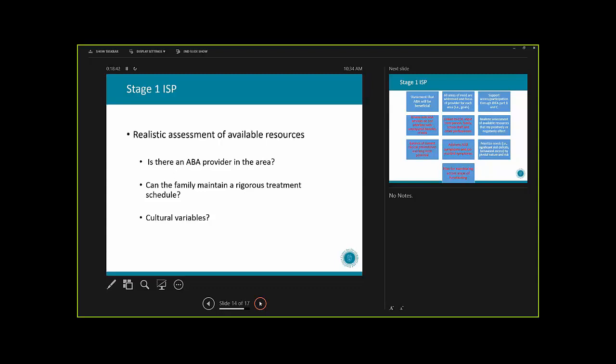Other pieces are like cultural variables. How are we being aware of those variables and helping people understand that there might be cultural variables that enhance or impair service delivery?